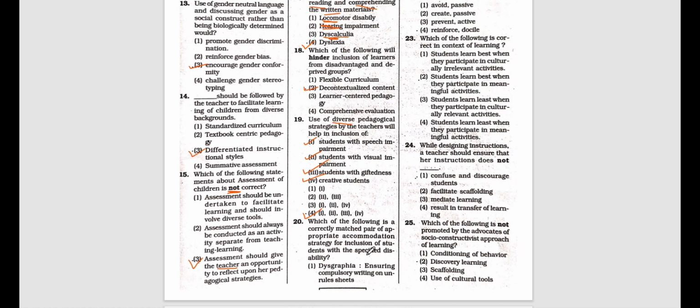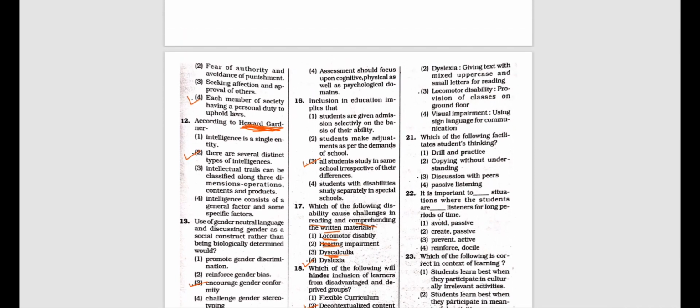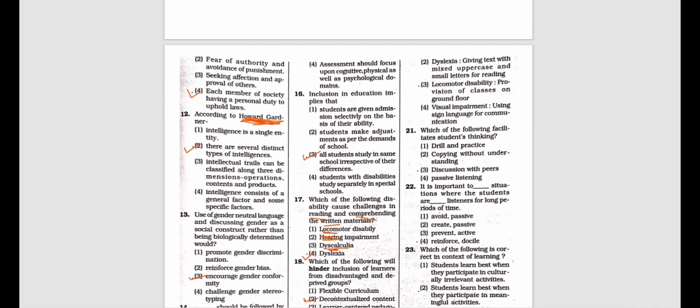All right, before that we have to read it in full. Dysgraphia, ensuring compulsory writing on unruled sheets. Then we have dyslexia, giving text with mixed uppercase and small letters for reading. Locomotor disability, provision of classes on ground floor. Visual impairment, using sign language for communication. So which one according to you is correct? Please pause the video and mark your answer.